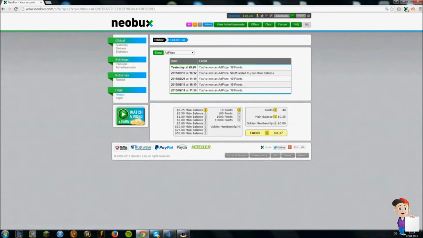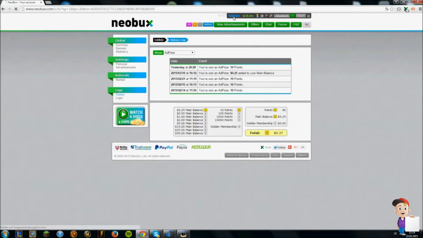This is the list of what you can win with doing ad prize. I won 25 cents already and 4 times 10 points. Yeah, and as you can see, you can win $50 or even a gold membership, which is worth $90. So yeah, it's really worth clicking on ad prize. So 3 chances for each advertisement click. Okay.